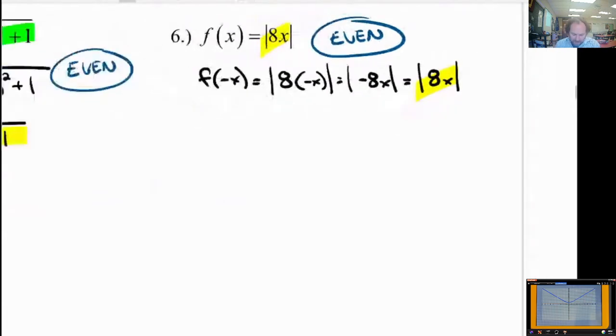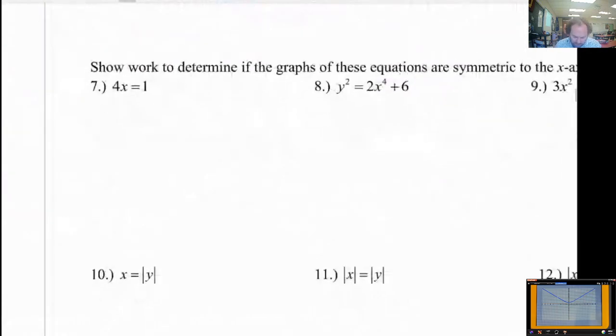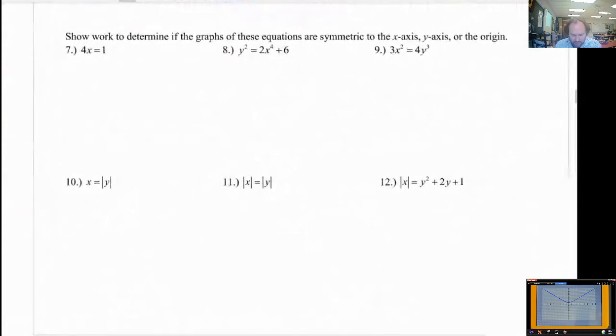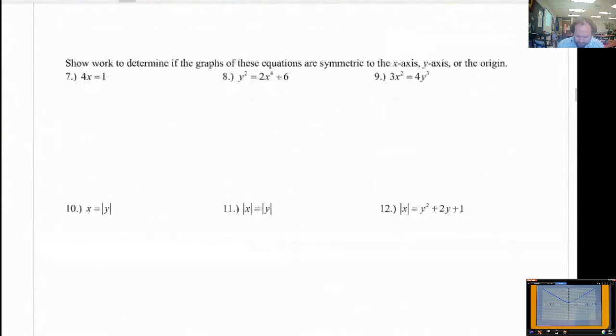Now, to go any further, we need to talk about some other stuff here, because in questions 7 through 12, we are asked to talk about whether these equations are symmetric to the x-axis, y-axis, or to the origin. So we've got to do a couple extra explanations before we go. I think this is the end of this topic, though. Yes, it is. Okay, great.